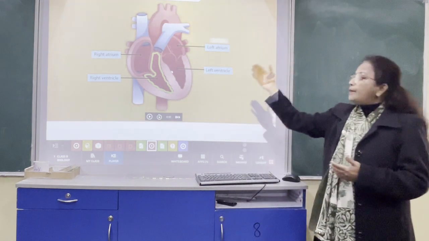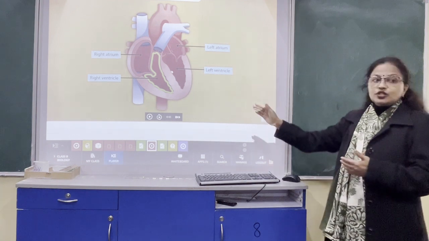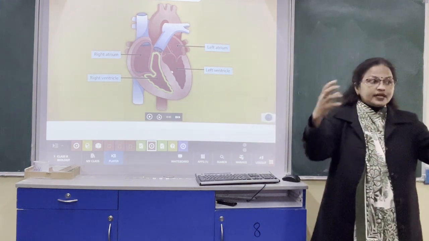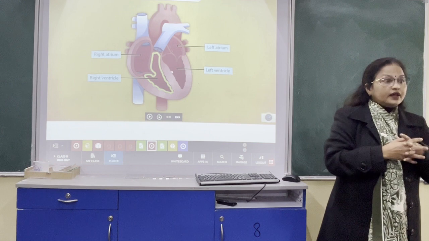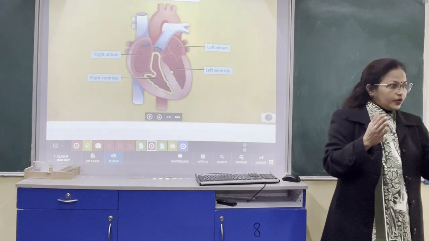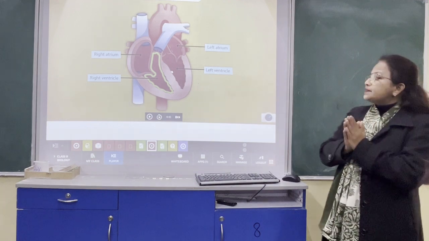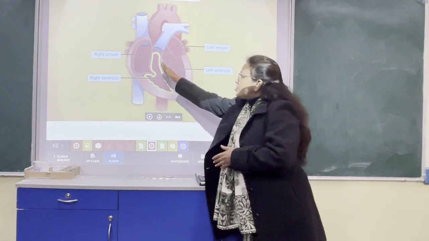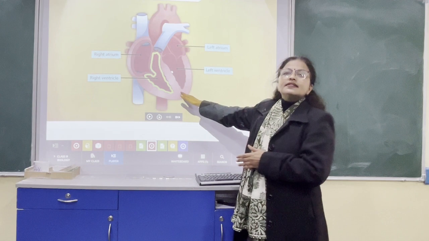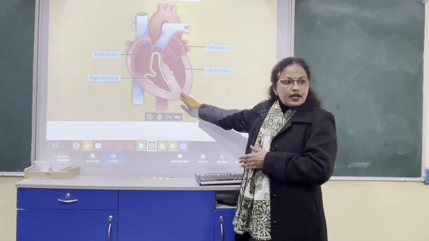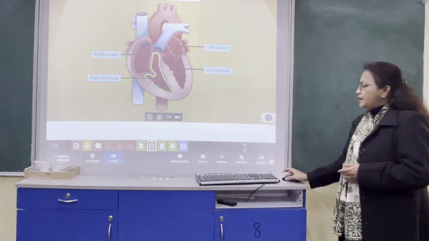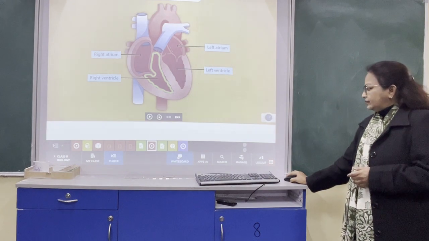Right? Apart from that, all the chambers of our heart are not interconnected. They are separated. Okay? They are separated by a muscular membrane. This muscular membrane, can you see this structure? This is known as septum. Okay? Now let me show you by a diagram.